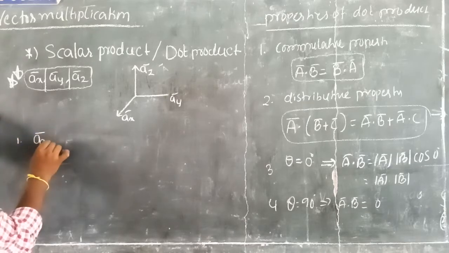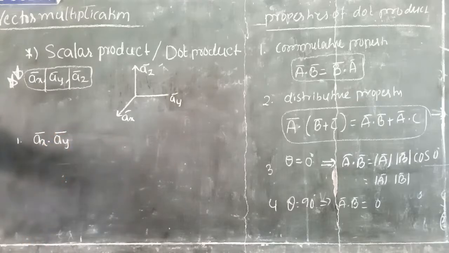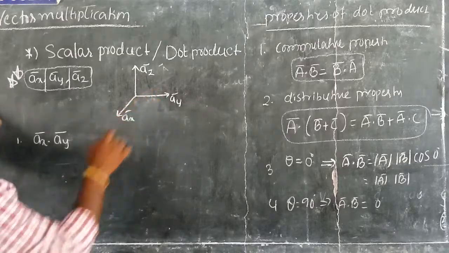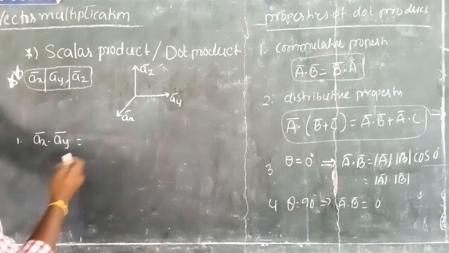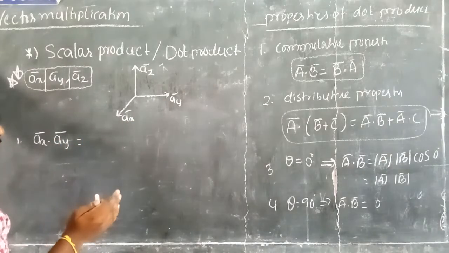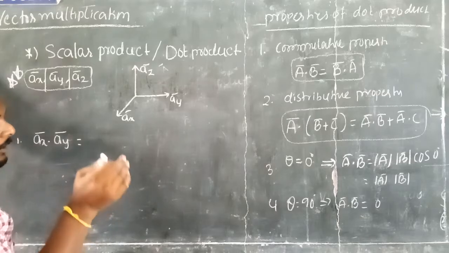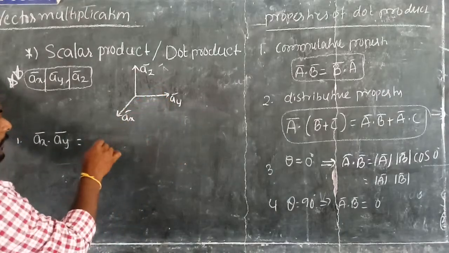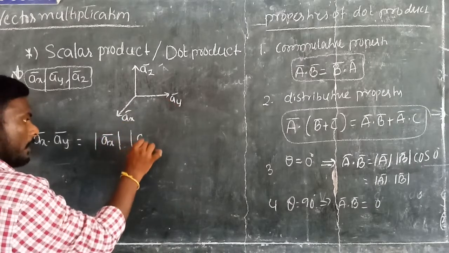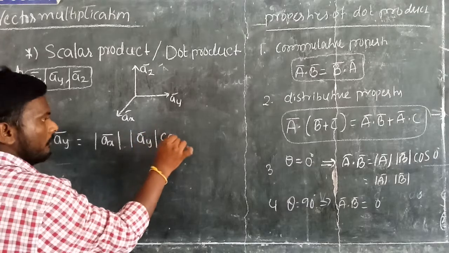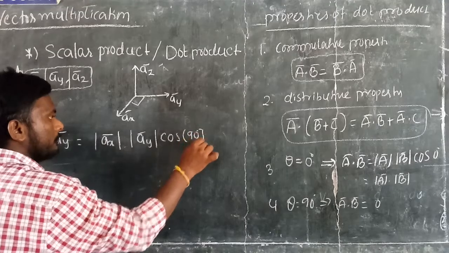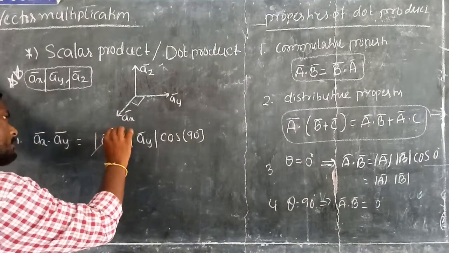In the first step I am calculating the dot product between Ax bar and Ay bar. I am calculating the dot product between this unit vector and this unit vector. From the definition, if I have two vectors A bar and B bar, the dot product is the magnitude of A bar, magnitude of B bar and cos of the angle between them. Now here I have the unit vector Ax bar, magnitude of Ax bar and magnitude of Ay bar and cos of the angle between Ax and Ay. What is the angle between Ax and Ay? It is 90 degrees. Now the magnitude of a unit vector is equal to 1.